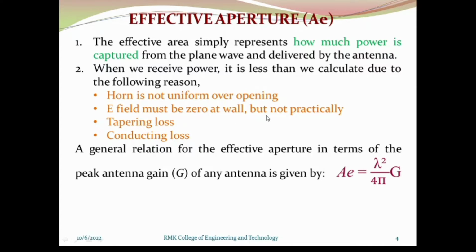So we can say that it is due to ohmic losses, tapering loss, and conducting losses. Because of these loss factors, the received power may deviate from the calculated values, right? This is the general formula for the relation between effective aperture and the gain of the antenna. AE is equal to lambda squared by 4 pi times the gain of the antenna. By taking lambda equal to C by F, we can modify the effective aperture equation to C squared by F squared into G by 4 pi, right?